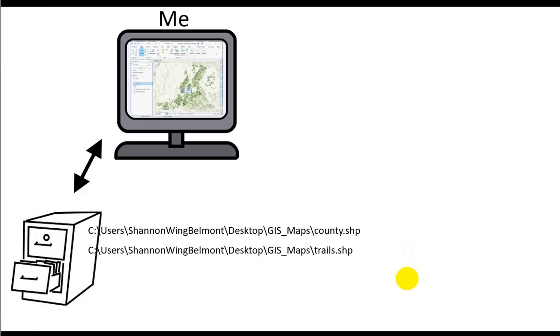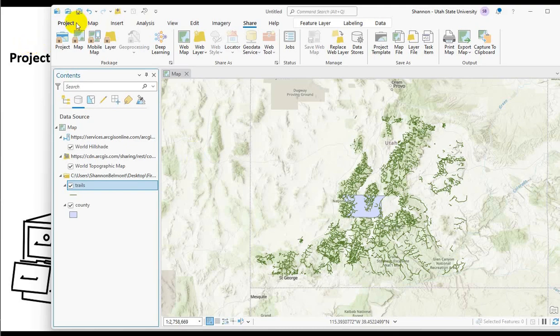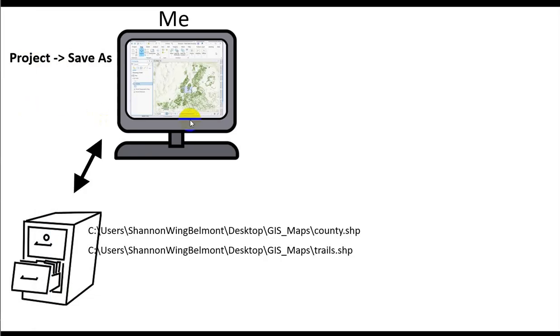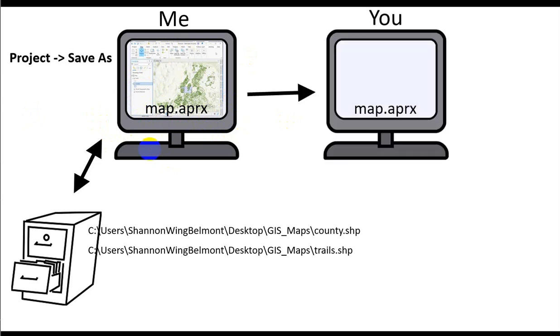I want to share this map with you. So I do a project save as, just like this. Project, or save as. This creates something called an ArcGIS file. This is a file extension that indicates that this is a map project. Go ahead and email this ArcGIS file over to you.